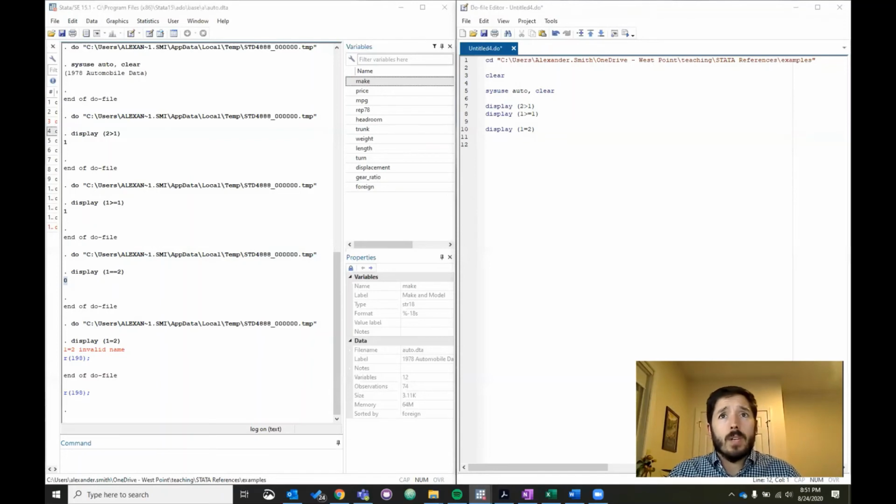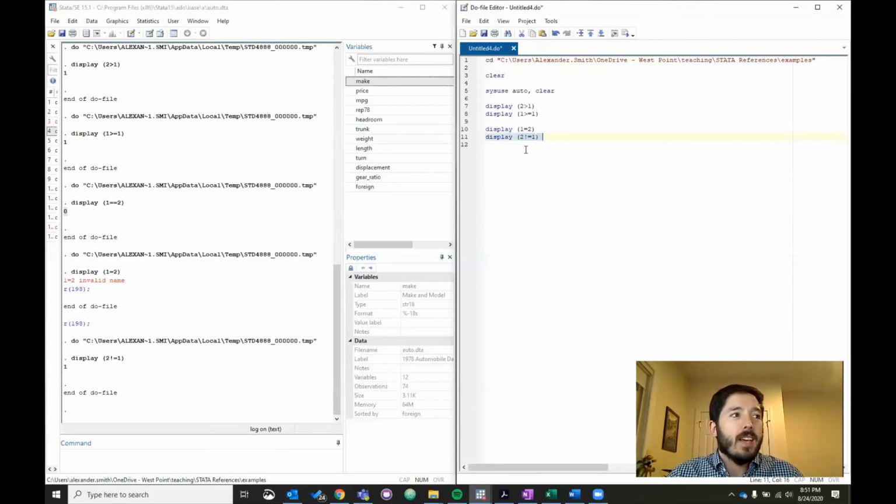If you want to do not equal, you can use an exclamation point. That's like saying, is it true that 2 does not equal 1? And STATA says yes, that's true.